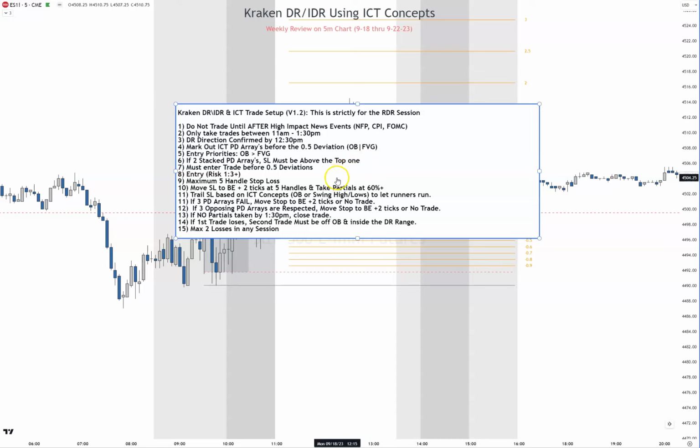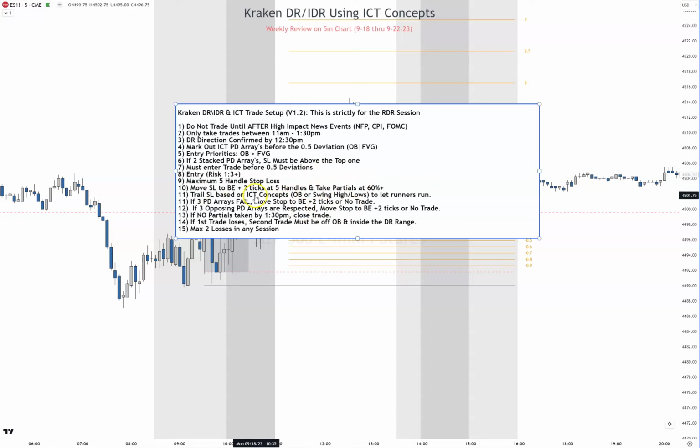Entry risk is 1 to 3 plus. Maximum stop is 5 handles. Usually I enter with a 5 handle stop and aim for 15. That's pretty much the standard I use nowadays. So I don't really change my stop loss very often. When I initially enter the trade, I will move it to break even per my rules here.